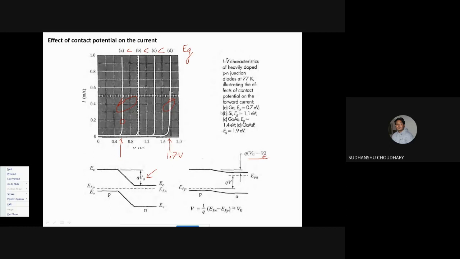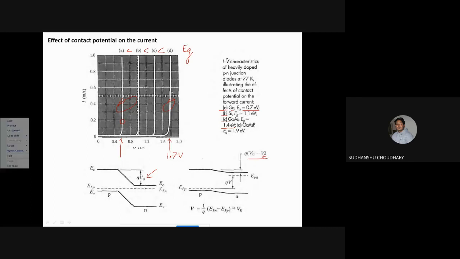Now these four cases correspond to germanium, which has a band gap of 0.7 electron volts. Then the second one, B, is for silicon, which has a band gap of 1.1 eV. Similarly, C, the third one, is for gallium arsenide, which has a band gap of 1.4 eV. And the fourth one is for gallium arsenide phosphide, which has a band gap of 1.9 electron volts.